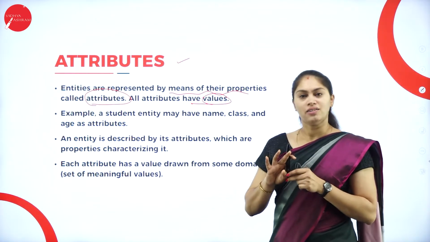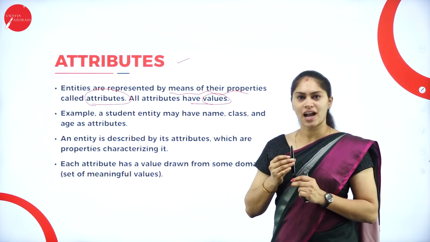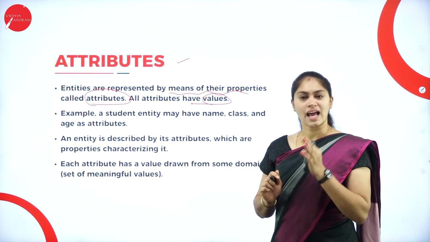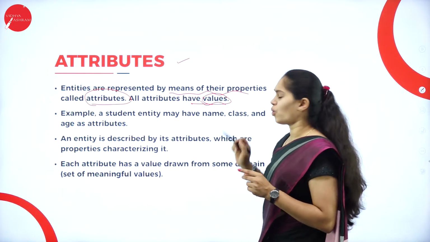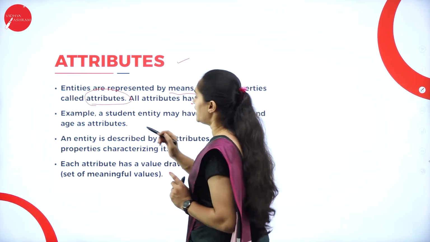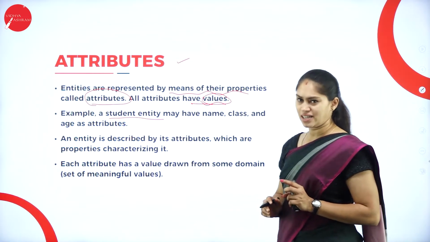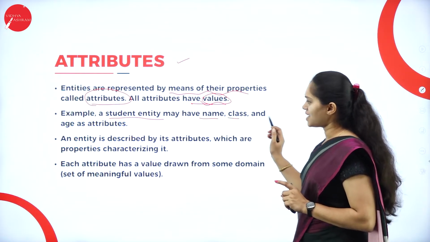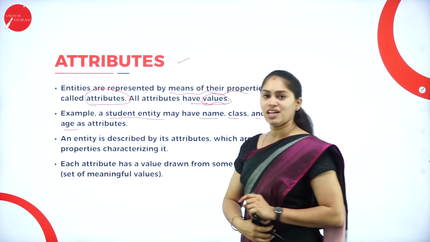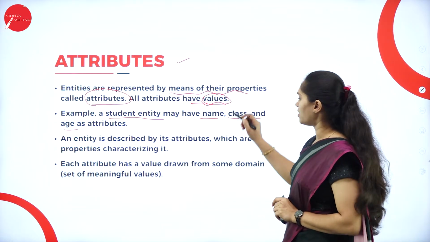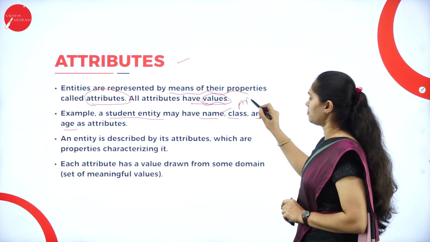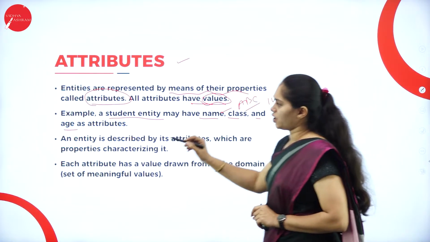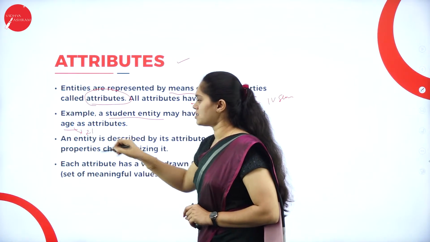So remember, an entity has different attributes, and each attribute has its own properties, along with its own values. If you consider student as an entity, then what are its attributes? A student will have name, class, and also age as an attribute. For name I am going to give some name, for class some class name, and for age we will give some values.